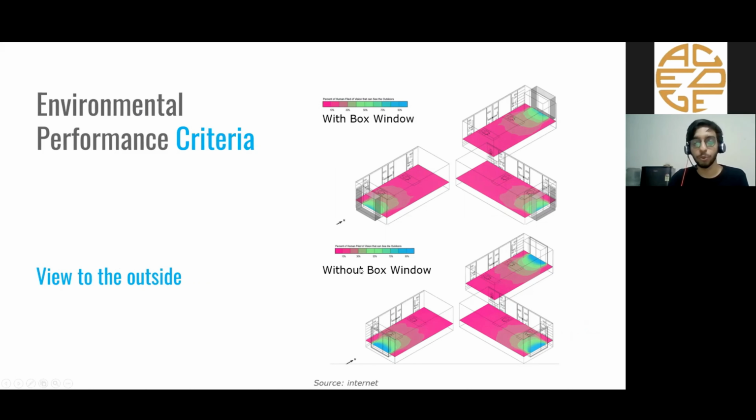So we have two options, like without box window for 3 orientations and with box window for 3 orientations. So here you can see with box window, our view to the outside is much less. So these are just examples. In real life, we would have a little bit more complicated scenarios.